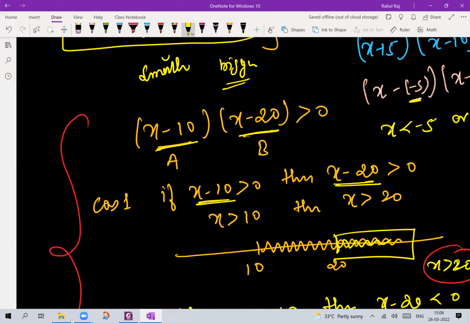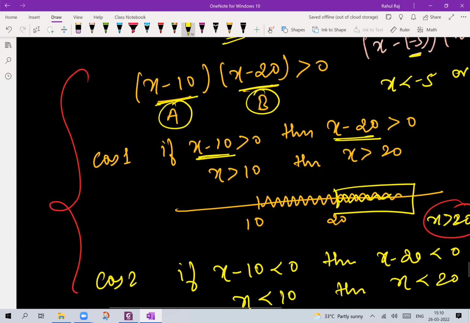When you say x minus 10 into x minus 20 greater than 0, let's say this is A and this is B. AB is greater than 0, right, Shruti? AB greater than 0 means A and B are of the same sign. It means they can be both positive or both negative.